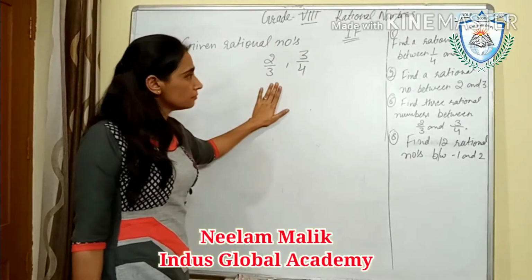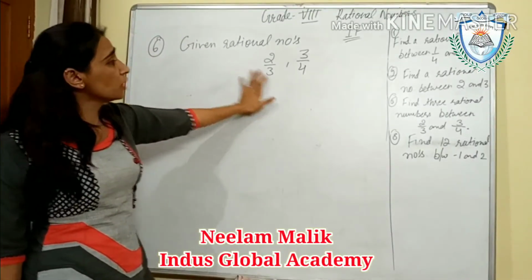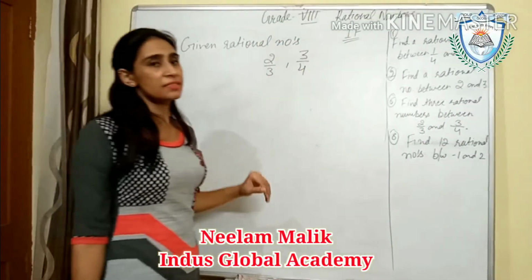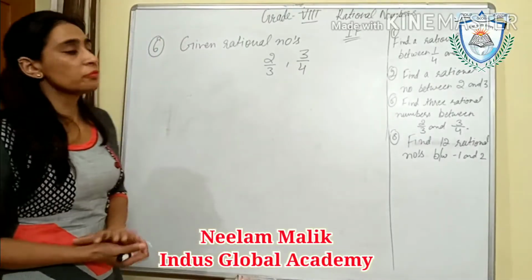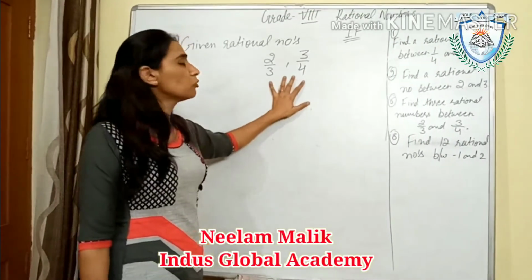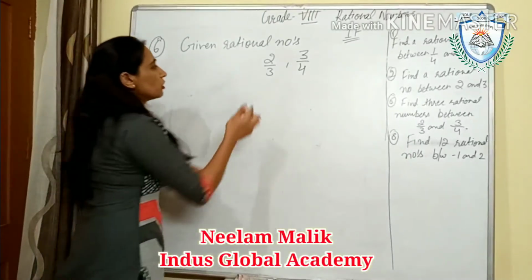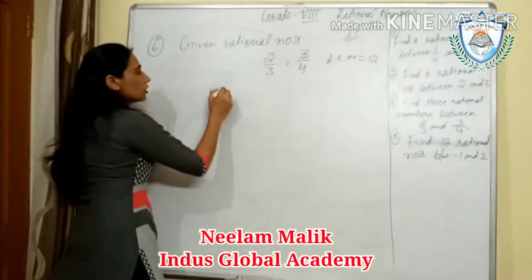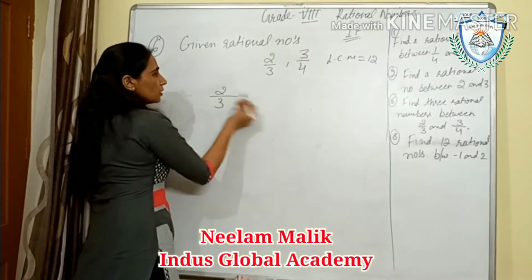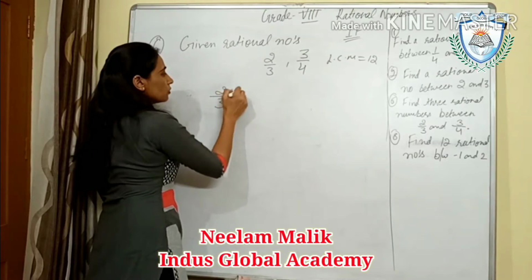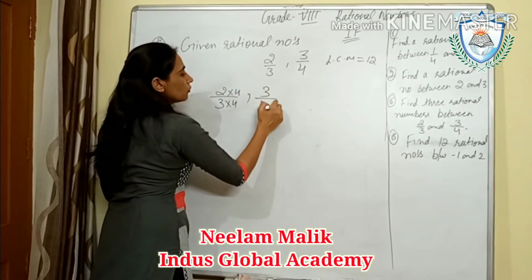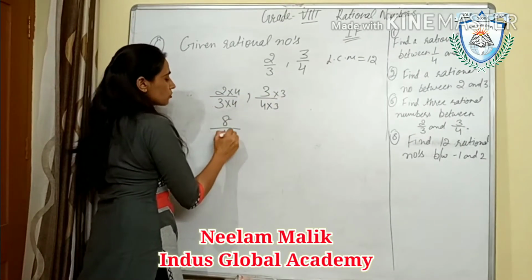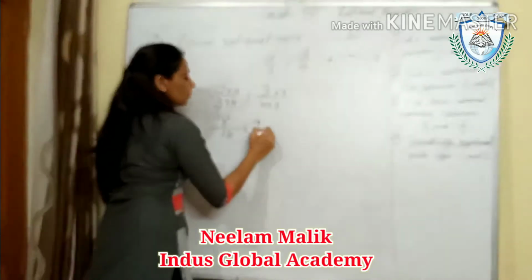Okay. So here we have to find only 3 rational numbers. 3 is less than 10, so we will multiply both with 10. But before that we have to make their denominators the same. So what will be the LCM here? The LCM is 12. So for 2 upon 3 we need 12: 3 times 4 is 12, so the numerator also gets multiplied by 4. For 3 upon 4, 4 times 3 is 12, so the numerator is multiplied by 3. So here we get 8 upon 12, comma 9 upon 12.